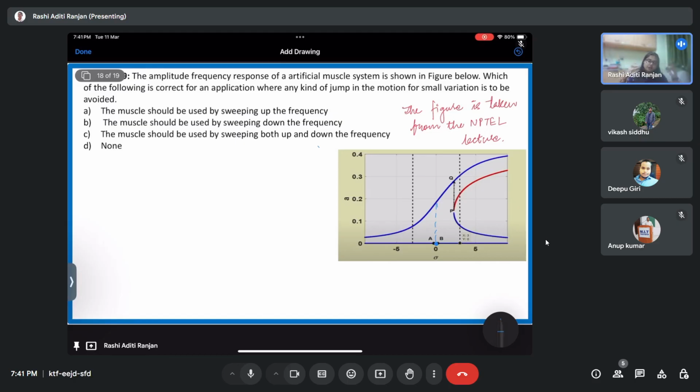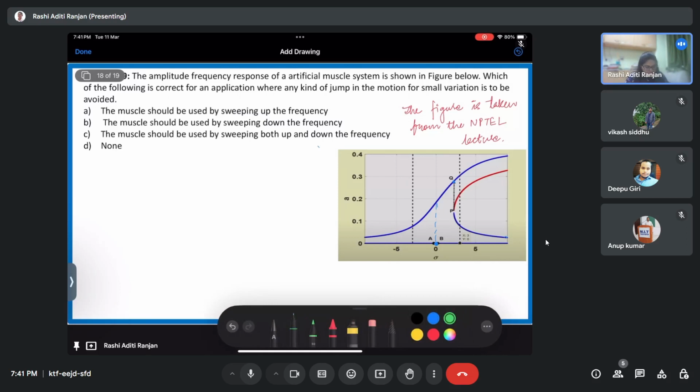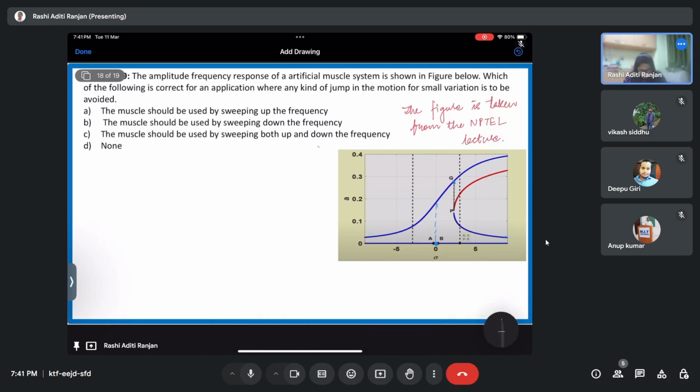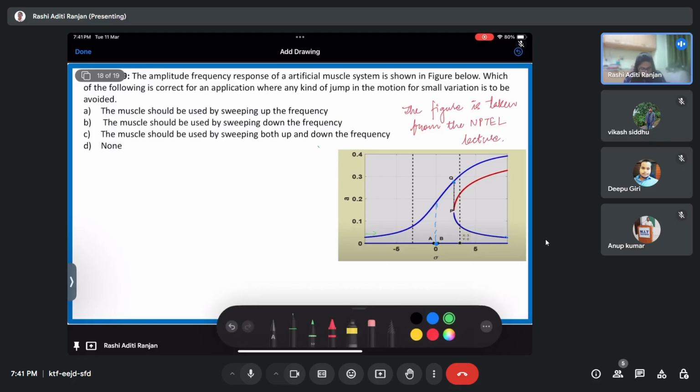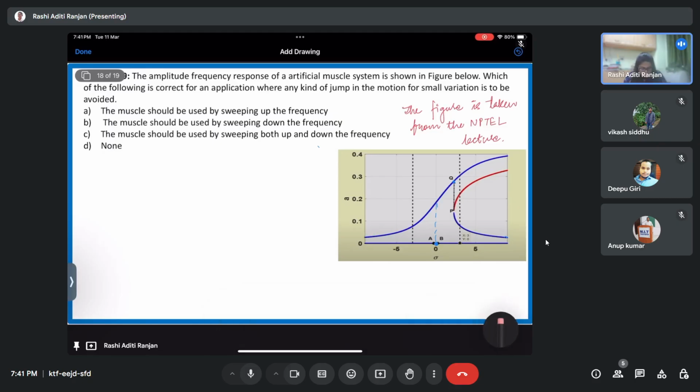Further it goes on increasing up till what? Q. After Q also it will keep increasing during the forward sweep. But what if I talk about the backward sweep? That is, we start from here. See, if I try to make the arrow from here, it is not visible. Let us choose some other color.